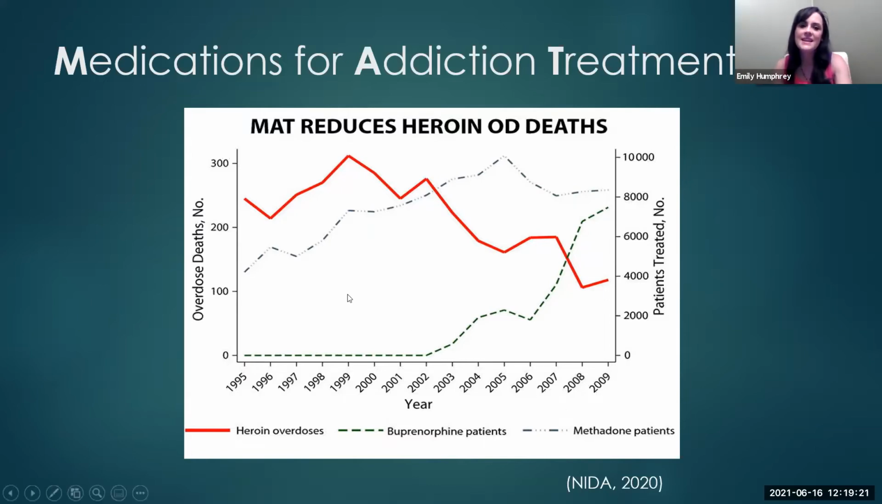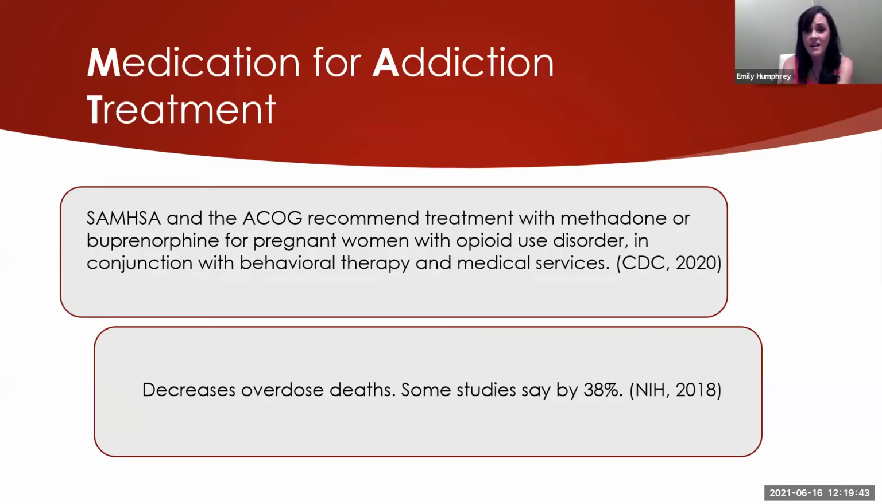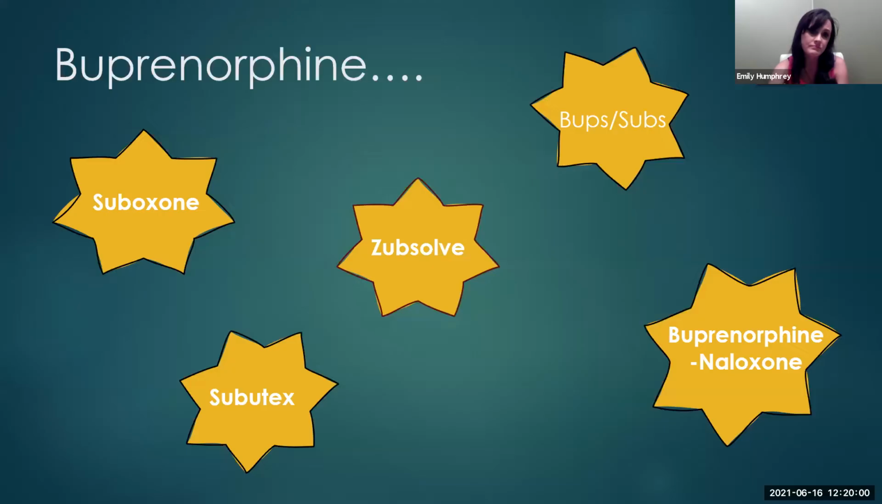So you can see that MAT reduces heroin overdose deaths. Great news, right? So this green dotted line is the introduction of buprenorphine. It started being more widely prescribed in the early 2000s. And as it was prescribed, what happened to overdose deaths? Decreased, which is great news that we actually have something to fight this. SAMHSA and ACOG both recommend treatment with methadone or buprenorphine for pregnant women in conjunction with those other behavioral therapies and medical services. Some studies indicate that MAT programs reduce overdose deaths by up to 40%, which is amazing.